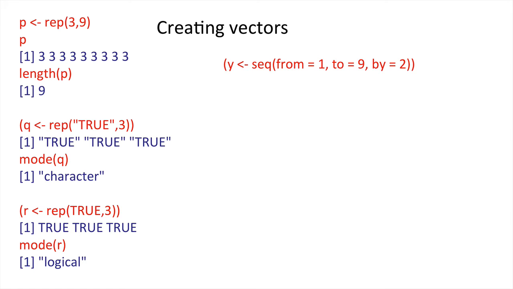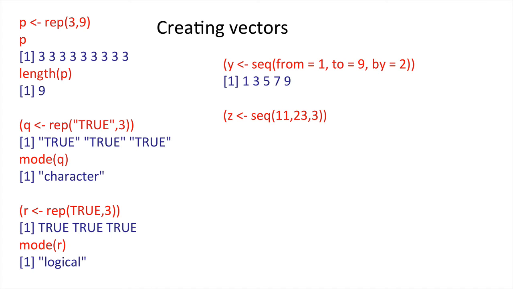So I did say that we can count in steps other than one. We can use seq for that. We can define those arguments by name. We can say from, to, and by. But if we simply said 1, 9, 2, that would be fine because it takes the very first as from, the second one is to, and the third argument in that function is the by. So that's what we would get there, 1 3 5 7 9.